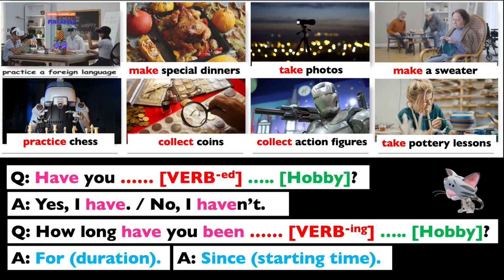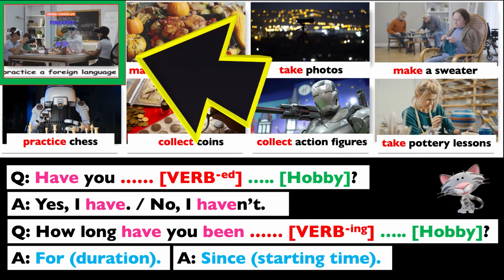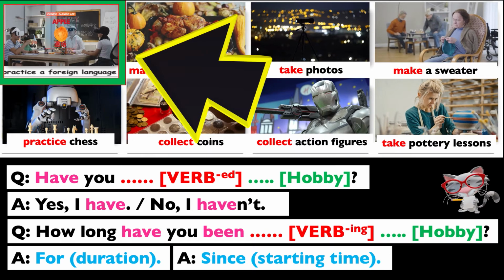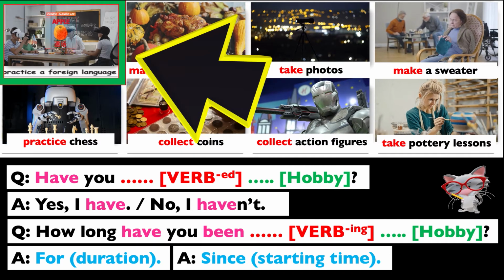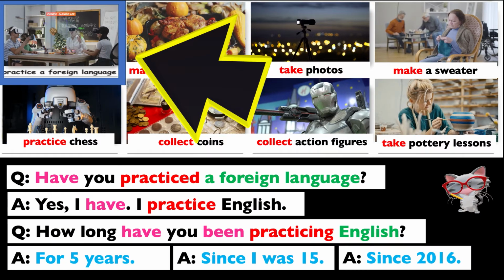So let's look at this with our first of our hobbies. We have practice of foreign language. So Yonghi, what would be the question? Have you practiced a foreign language? Perfect. Yes, I have. I practice English. Oh, how long have you been practicing English? For 5 years. Since I was 15 or since 2016. Professor Neil, you can say since I was born. Yes, and we're going to give other examples like that.